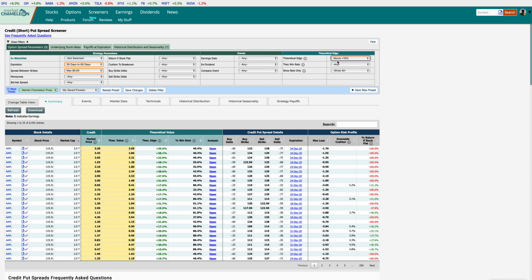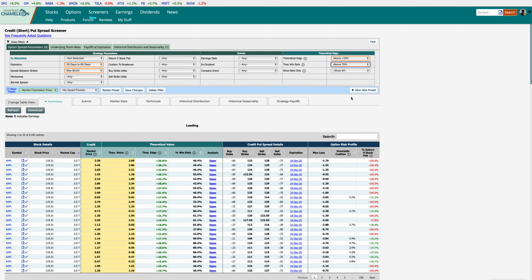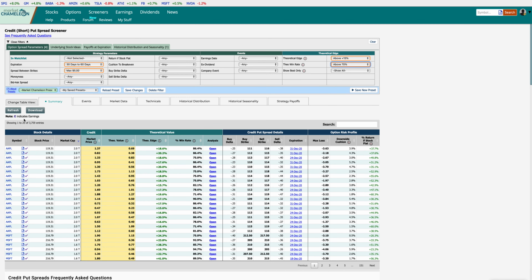So theoretical edge is obviously important, but also the theoretical win rate as well. Ideally I'd like this to be quite high. Normally I go for about 70%, and again that starts to narrow this big 77,000 entries down to about 3,000 odd entries. Moneyness, we can choose to have the spread in or out of the money. If we look over here where it says put spread details, we can see the buy and sell deltas, and also the expiration as well. And this is where our strikes are going to be.